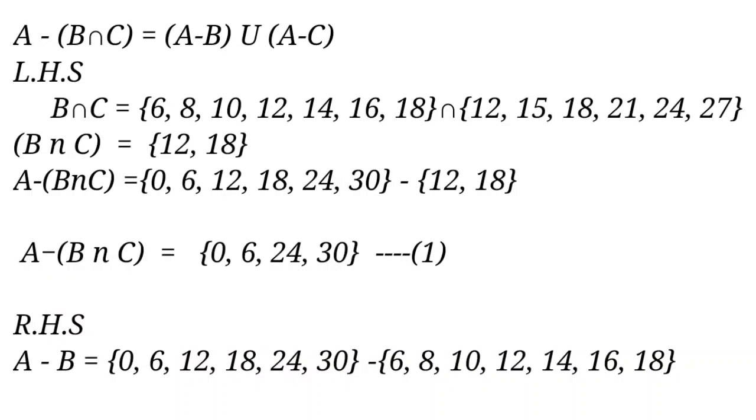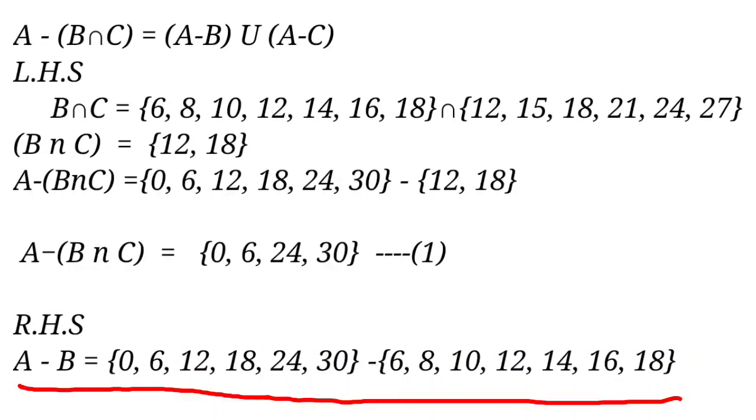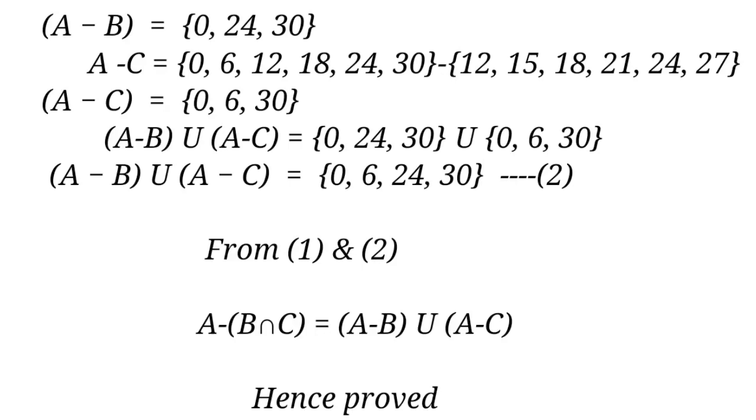Then right hand side, A minus B is equal to {0, 6, 12, 18, 24, 30} minus {6, 8, 10, 12, 14, 16, 18}. A minus B means only in A, not in B. This concept you know. Therefore A minus B is equal to {0, 24, 30}.